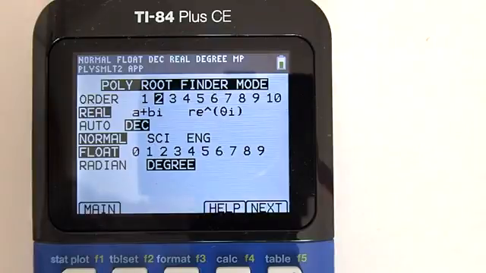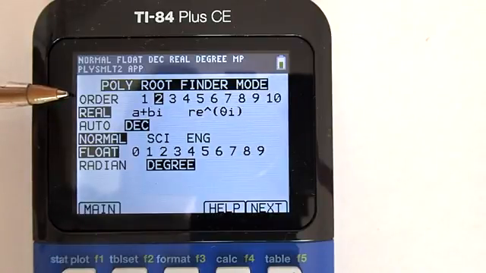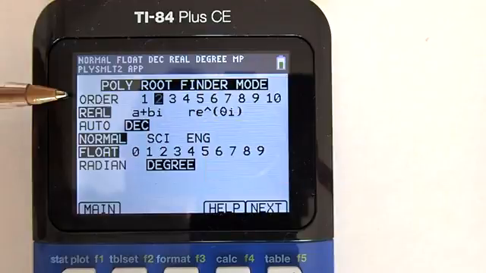The only thing you may need to change is the first one, order. This is the order of the polynomial. The order is going to be equal to the highest exponent of the x values of our equation. In this case, our equation is x squared plus 2x minus 8 equals 0. The highest exponent on our x values is 2 on the x squared. So in this Poly Root Finder mode, we need to make sure 2 is chosen for order. It is. All the other settings here are okay, but I'll briefly cover them.